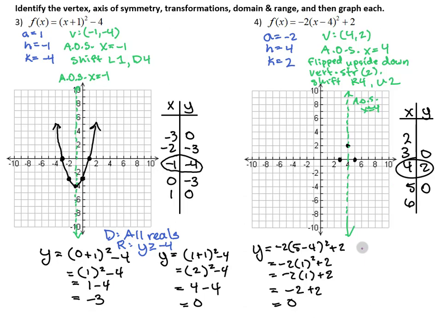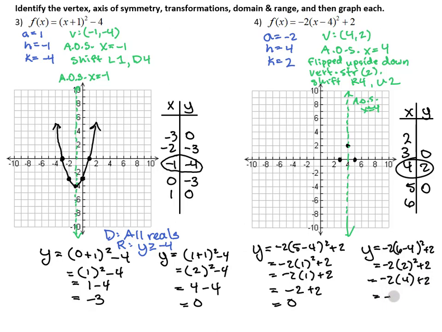Okay, I'm going to plug in 6 for our second point. Negative 2 times (6 minus 4) squared plus 2. Okay, 6 minus 4 is 2, so simplifying the parentheses. Next is our exponent. 2 squared becomes 4.